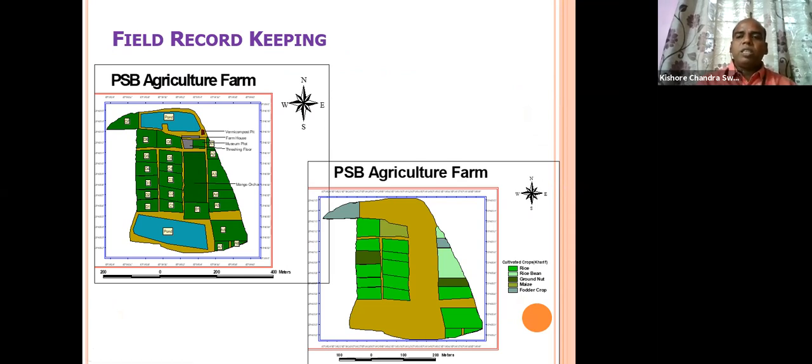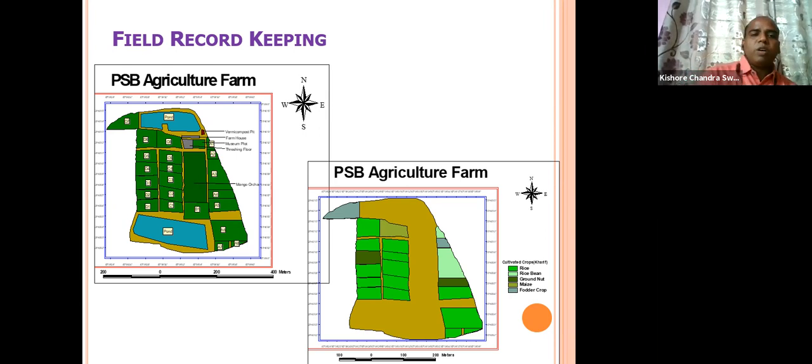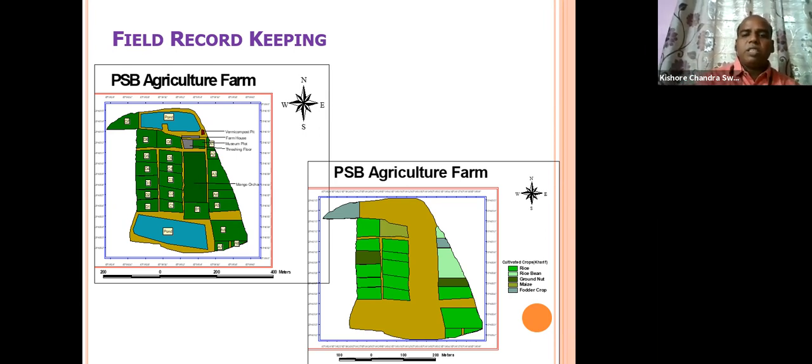This is called field record keeping, and it is sometimes important, because if some crops are not giving good yield or some crops are repeated, then we should avoid that and go for mixed cropping or intercropping. On that basis, if you keep the records digitally, then you can use them later. Like if we have the last 10 years of records, then on those records we can take better production decisions.